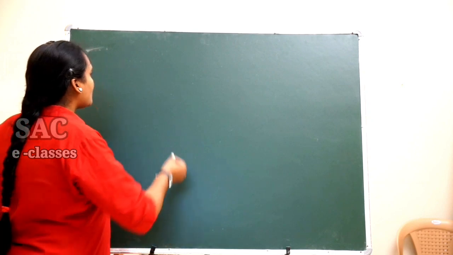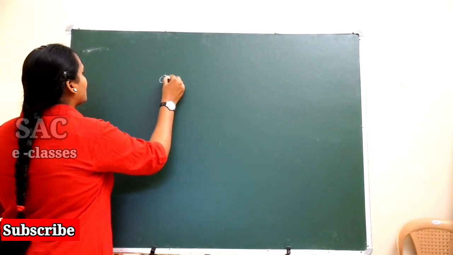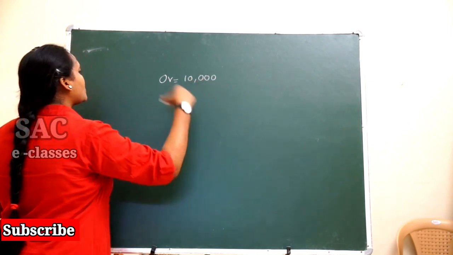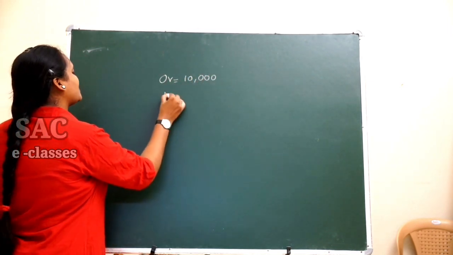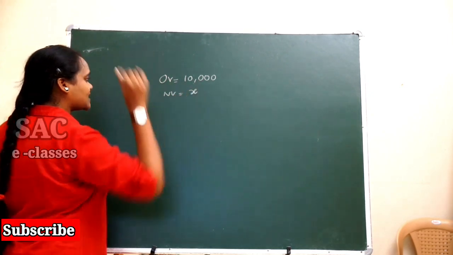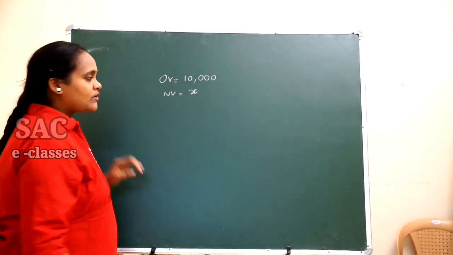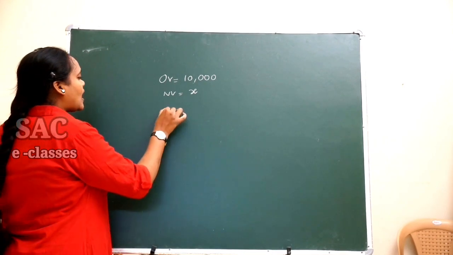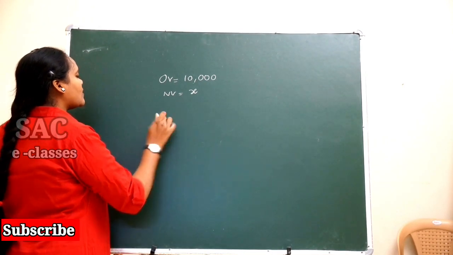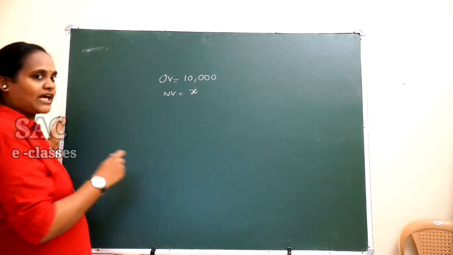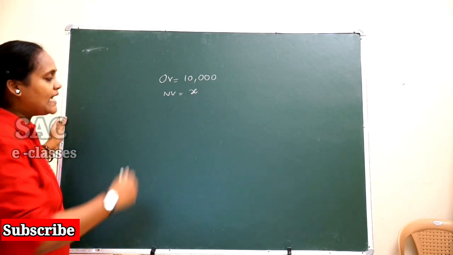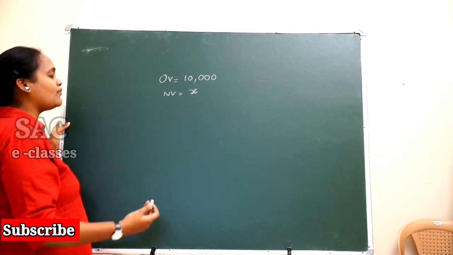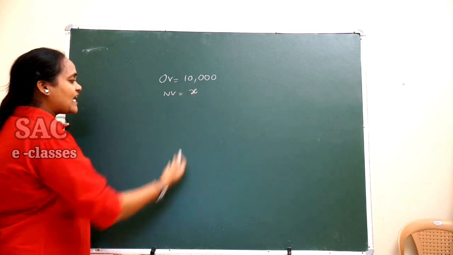First of all, from the given you can understand that the original value is 10,000. After 2 years, what is the value? Means the new value is not known. Let us think X. Then after how many years do we have to find it? 2 years. So how can we find this? I am asking you to do it first by the traditional method. Later you can learn a technique to do it without using any of these.